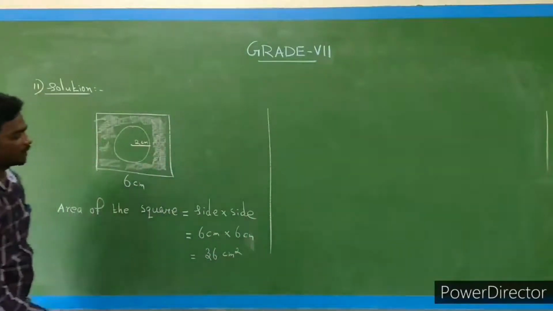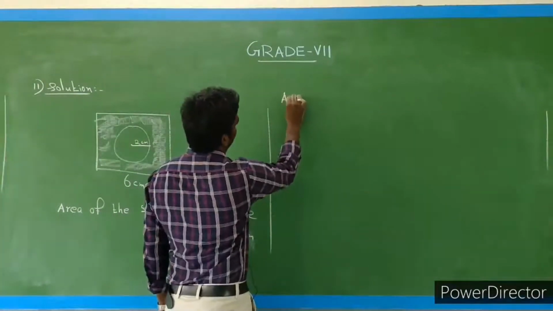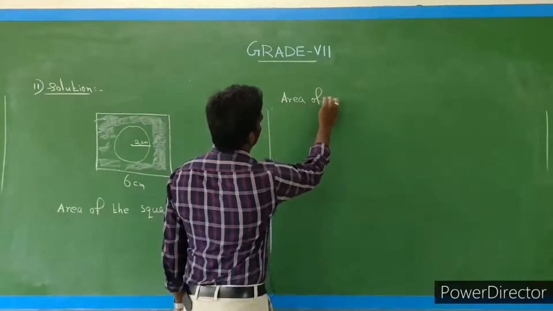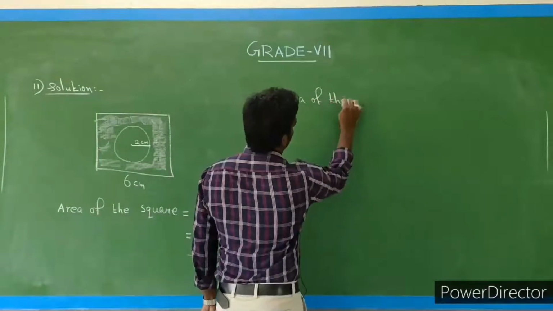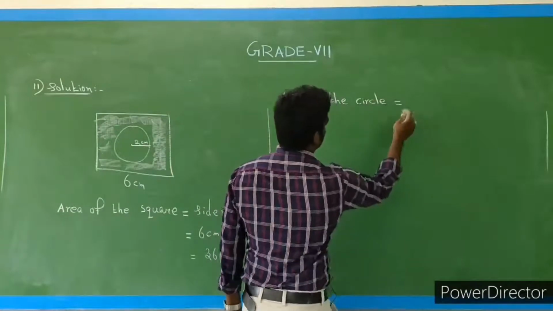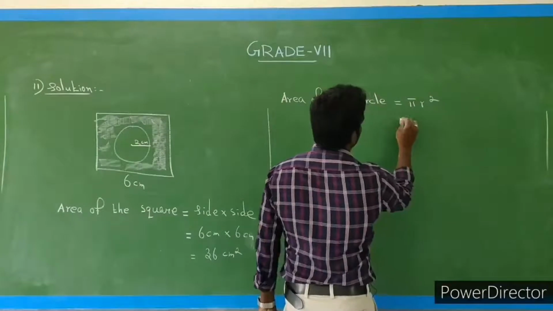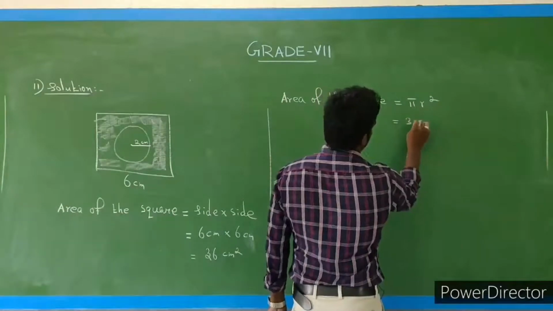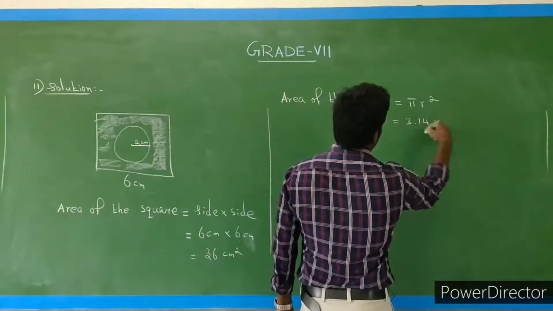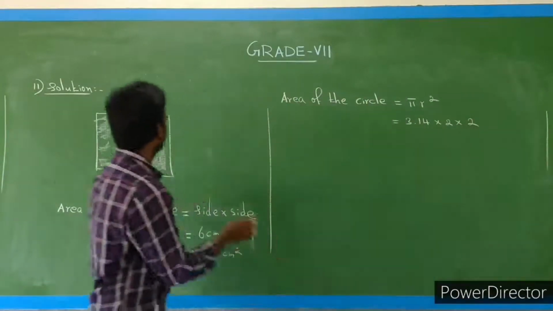Next, we have to find the area of the circle. Area of the circle is equal to, what is the formula for area of the circle? Pi r square, which is equal to, pi value is 3.14. So radius value is, what is that? 2 into 2. So radius value is 2, which is given.